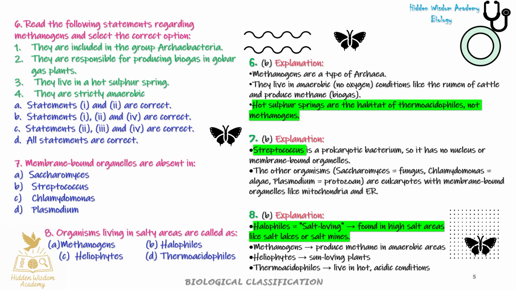Explanation: Methanogens are a type of archaea. They live in anaerobic, no oxygen, conditions like the rumen of cattle and produce methane, biogas. Hot sulfur springs are the habitat of thermoacidophiles, not methanogens. So, option B is the correct answer.